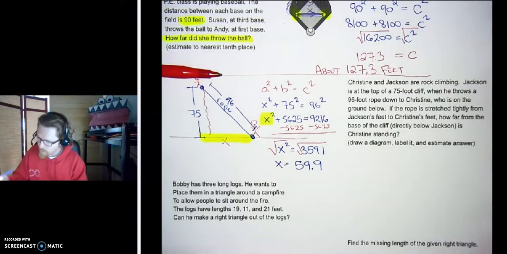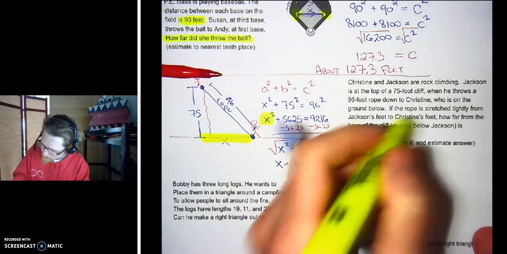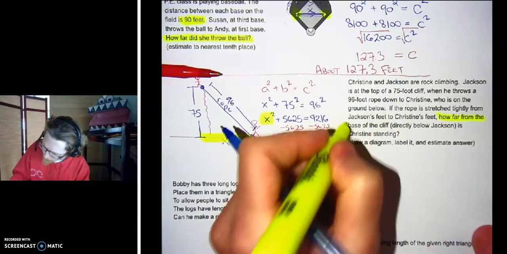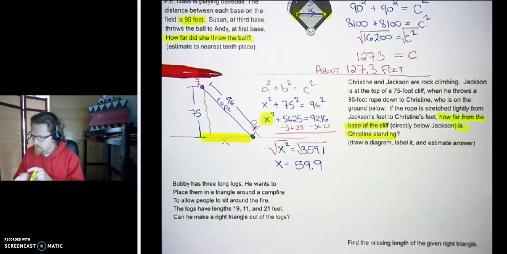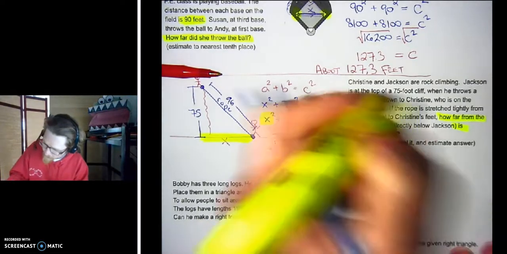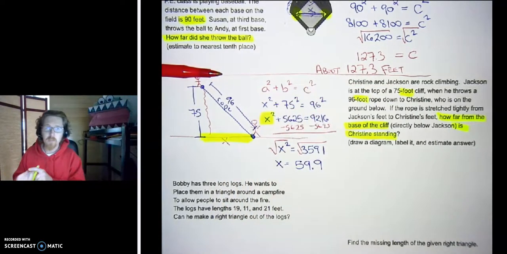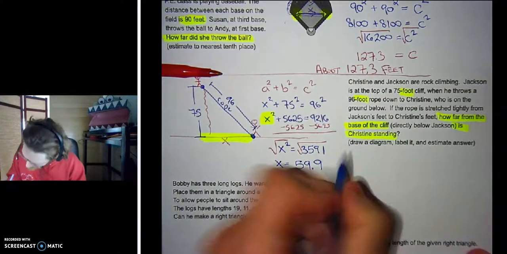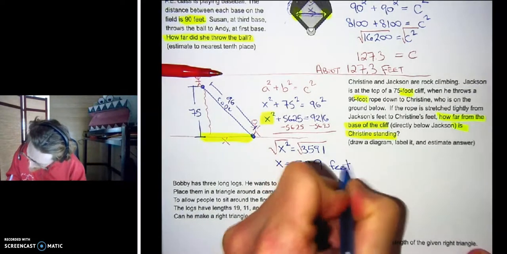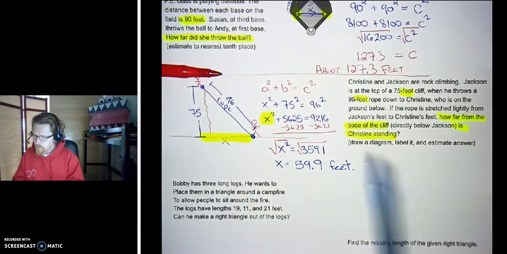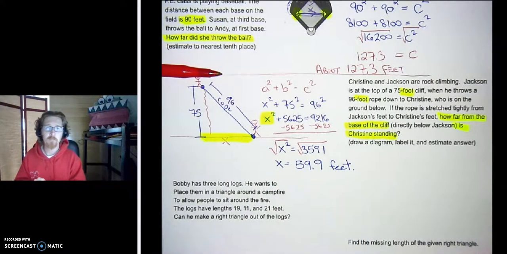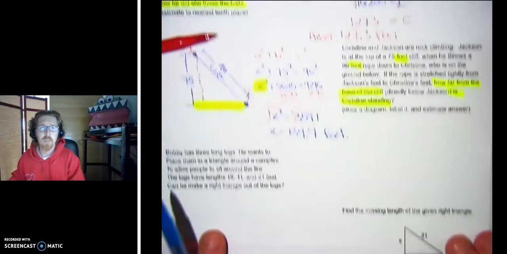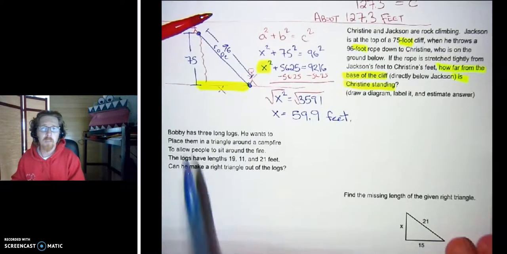And again, because this is a contextual problem, we want to answer the question. It literally says how far from the base of the cliff directly below Jackson is Christine standing, and it looks like the problem uses the units of feet, and so I would answer this question that Christine is standing 59.9 feet away. So again, you always want to use context. Let's take a look at another application.